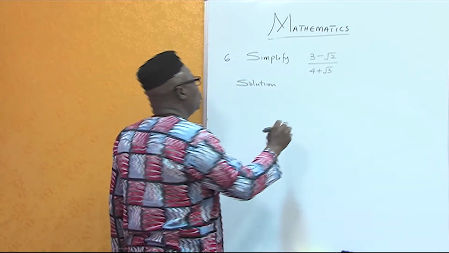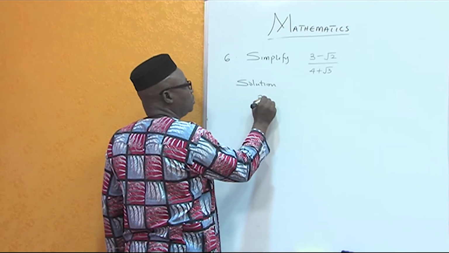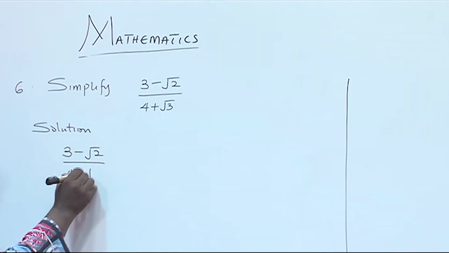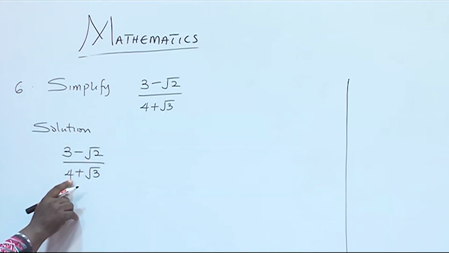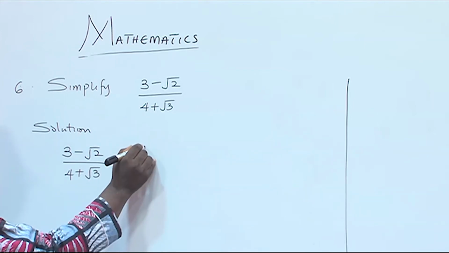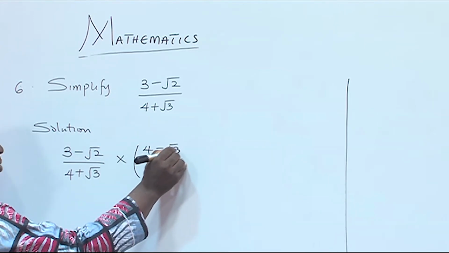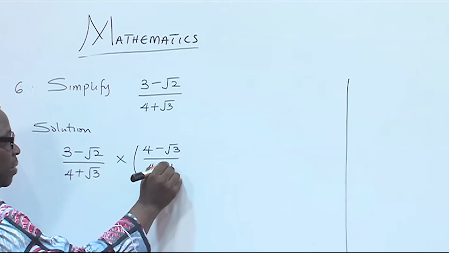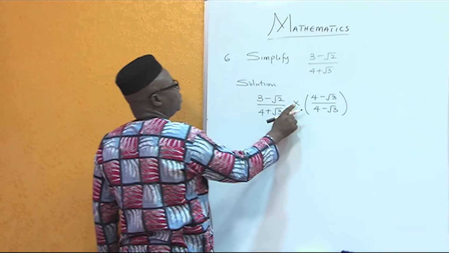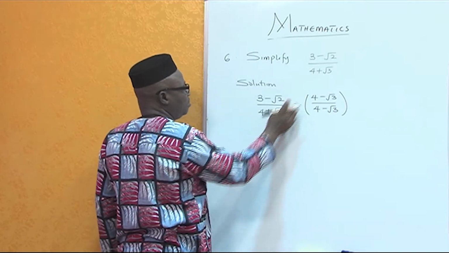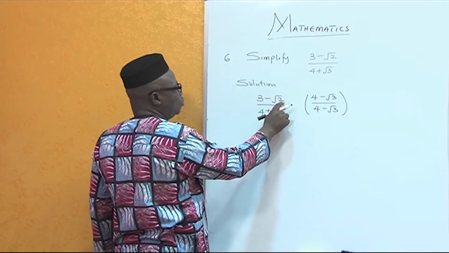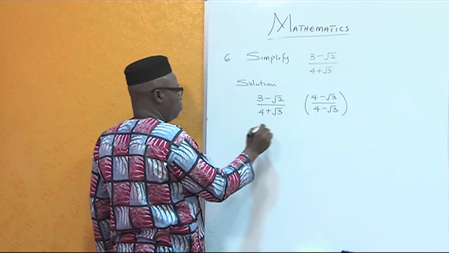So what I'm going to do is to write the main question given, which is this. Then, because I have 4 plus root 3, I'm going to multiply by the conjugate, which is going to be 4 minus root 3 divided by 4 minus root 3. Now at this point, let me remove this multiplication sign because the bracket can serve the purpose of multiplication. Now 3 minus root 2 multiplied by 4 minus root 3.